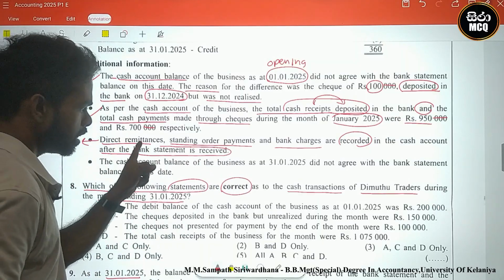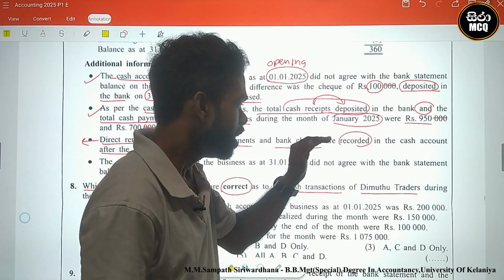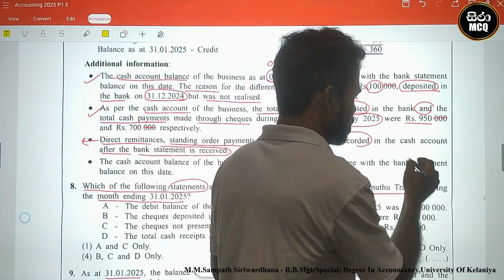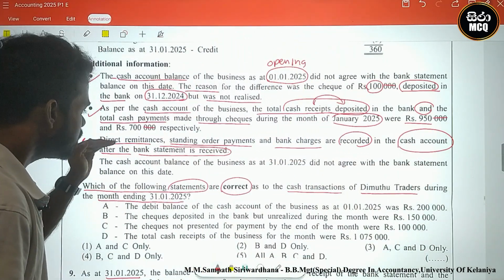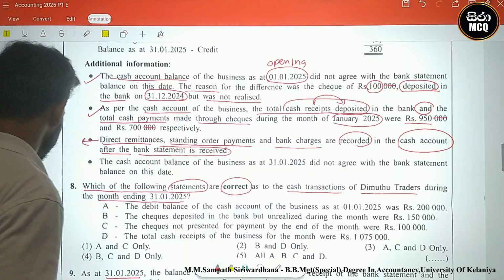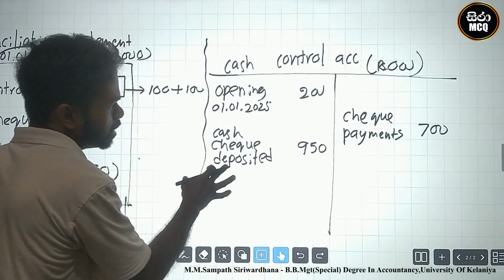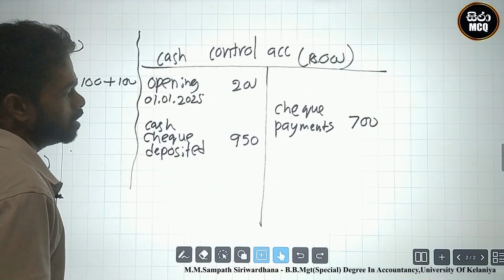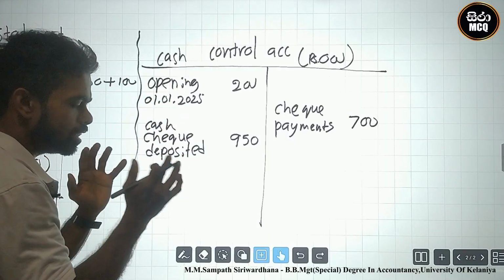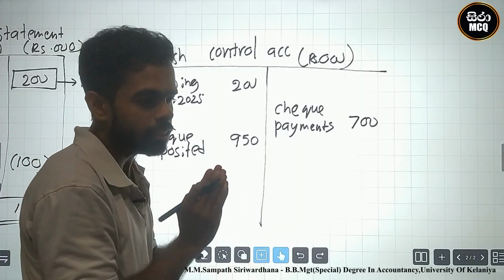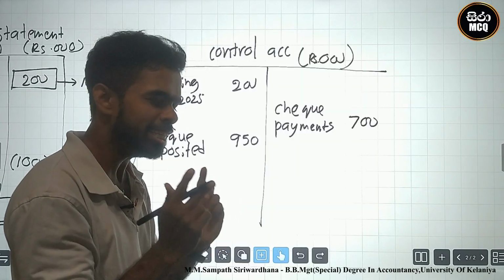Look here, direct remittance, standing order payments, and bank charges, 3 items are recorded in the cash account. Cash account means our account after the bank statement is received. Look here, this is our cash control account. This is the current situation of the cash control. They said that after receiving the bank statement, they write 3 items.